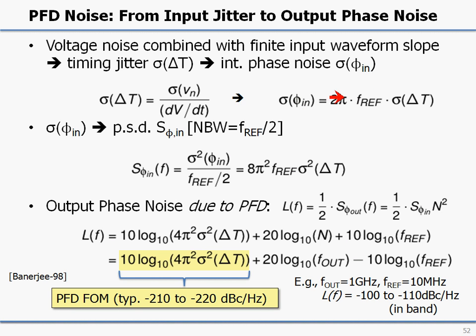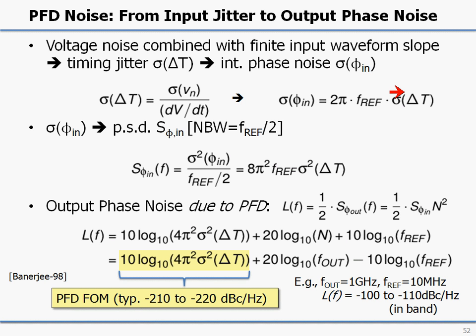So we can also apply this to the phase. We can also compute the phase jitter given the timing jitter here. Still, at this point, we have the RMS value of the phase noise of the divider, and what we really want to find is its power spectral density.